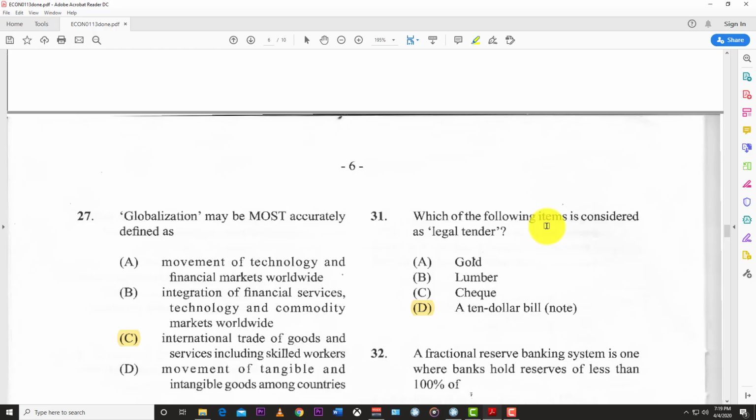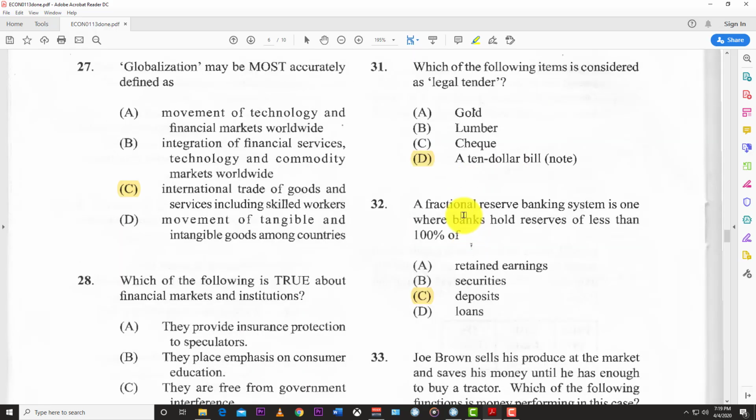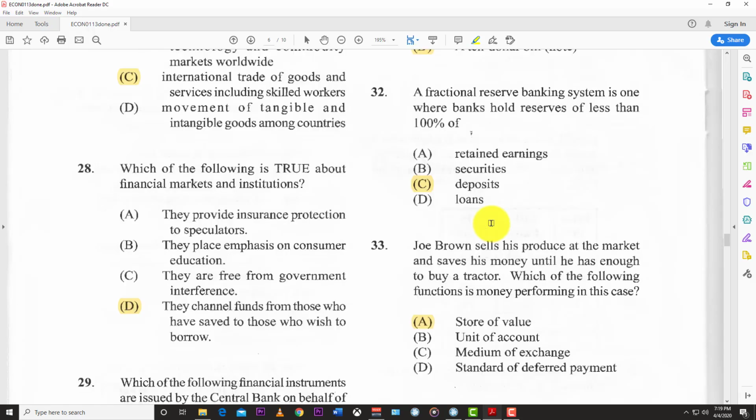31, which of the following items is considered legal tender, as we just mentioned? The best answer is a $10 note. That's legal tender. A $10 bill, that's legal tender. The paper isn't really valuable, but it's legal tender. 32, a fractional reserve system is one where banks hold reserves for less than 100% of deposits. They have to hold a certain amount of their deposits as stipulated by the central bank.